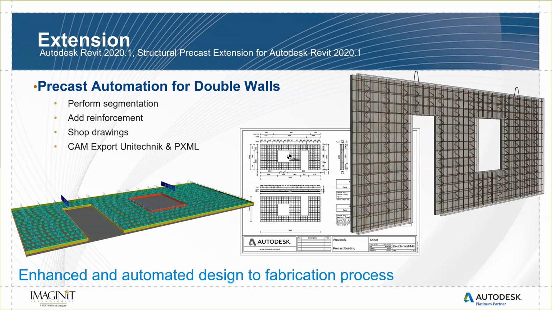For those folks that are using the precast installation, again, this is something that we have to install separately after we've installed Revit, and this is part of your subscription, that they have added the double wall feature for the automation. So now we can do some preforming segments on that. We can add reinforcements to that and create shop drawings and export that over to our CAM software.